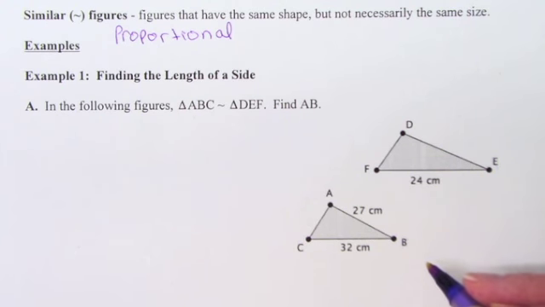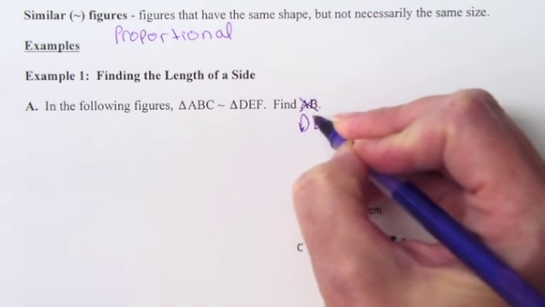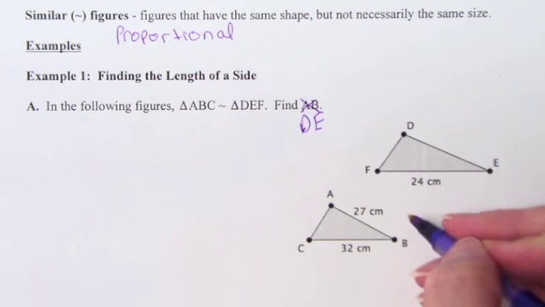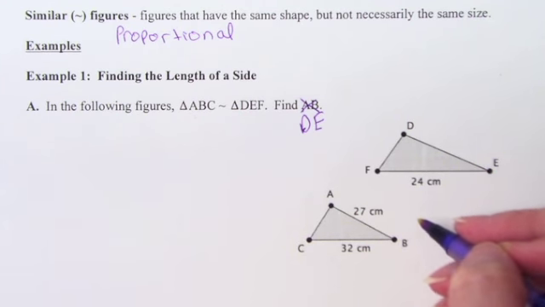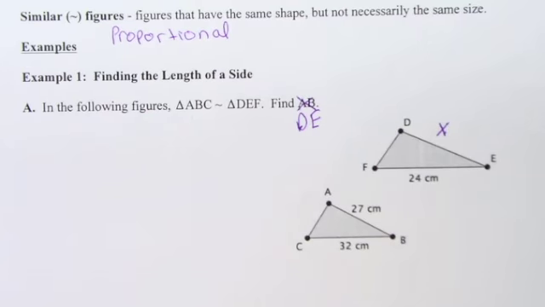Wait, it says to find AB. I'm sorry, I'm just realizing that there is an error. What I meant to say is we're going to find DE. So change that to DE. I apologize for that. We want to find DE. We already have AB. That would have been a really easy problem. Find AB, okay, it's 27, but that's not actually what we want. We want to find DE. So I'm going to make that a variable because I don't know what that is yet. I'm going to find out. So DE is an X.